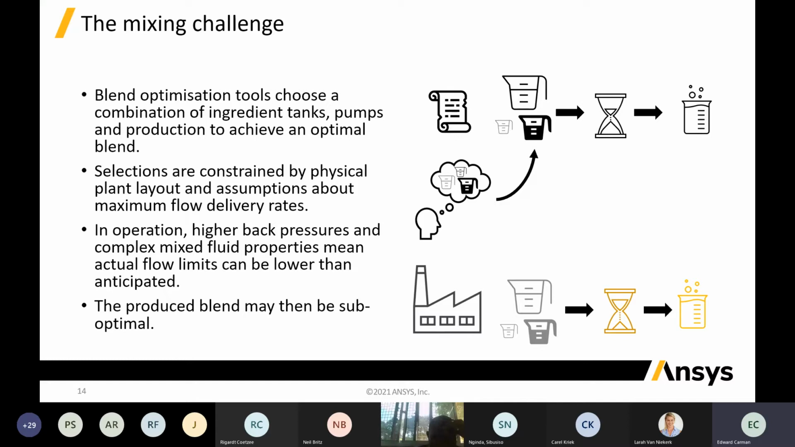And this is a very advanced tool, but the problem is that in operation, certain things like very complex fluid mixtures, different viscosities, or slow degradation or clogging of lines can lead to situations where the flow limits that the blend tool assumes and provides to the production team aren't actually achievable in the real world. And this means that either the blend can't be produced at the rate that's required, or you get a suboptimal blend that either needs to be sold at a lower grade or needs to be sent back for reprocessing.